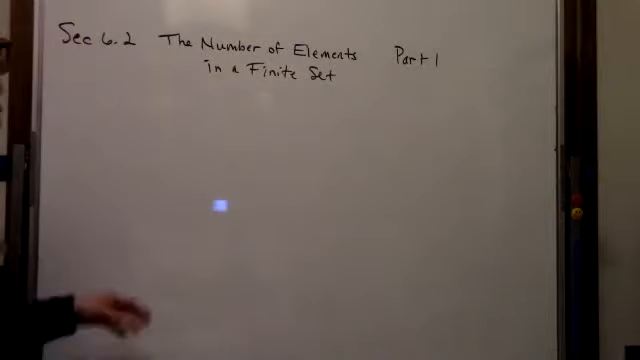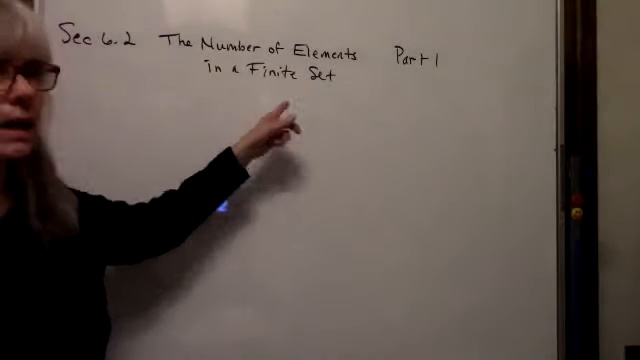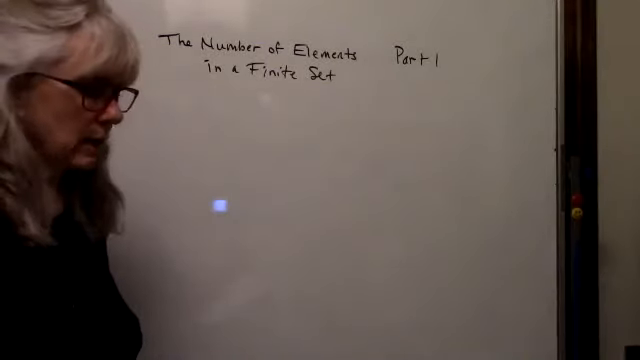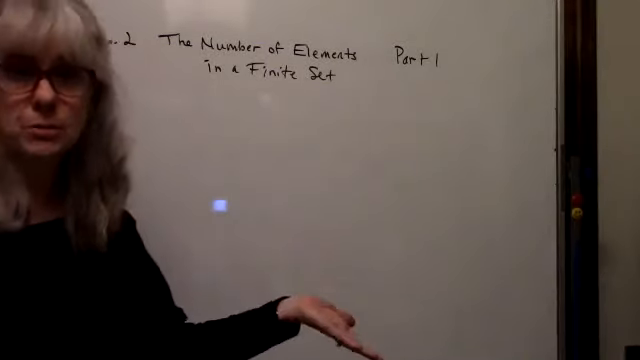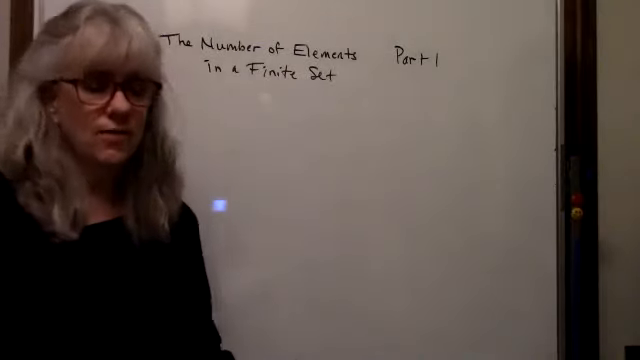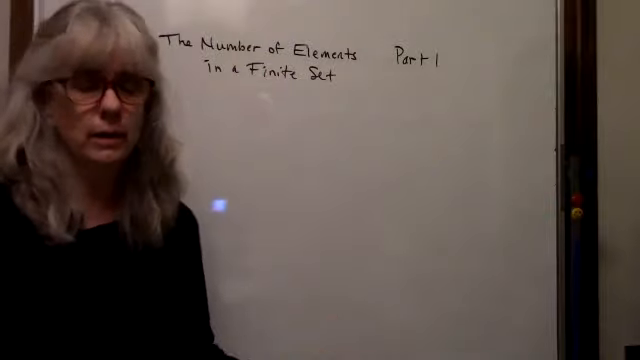In section 6.2, we talk about the number of elements in a finite set. In other words, a set that is countable. This is part 1. In probability, which is our next chapter, chapter 7, we will need to find the number of elements in a set. The number of elements in a finite set is determined by simply counting the number of elements.